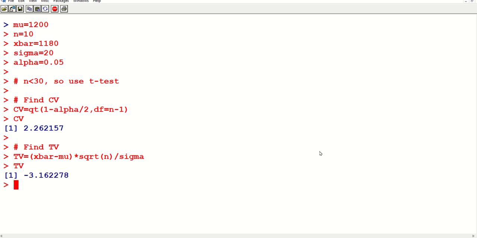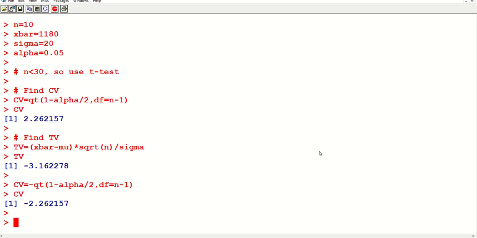Now the test value is coming negative. So my dear friends, in this case, we need to take the critical value negative. Okay, so CV is equal to minus qt bracket start 1 minus alpha by 2, degree of freedom is equal to n minus 1 bracket close. So CV will be negative. Now it is easy to compare, because the test value is coming negative.